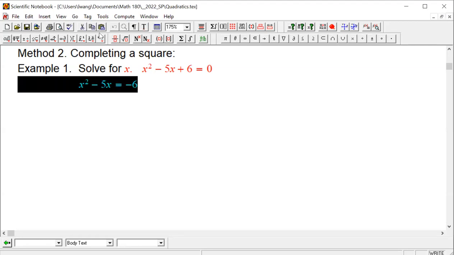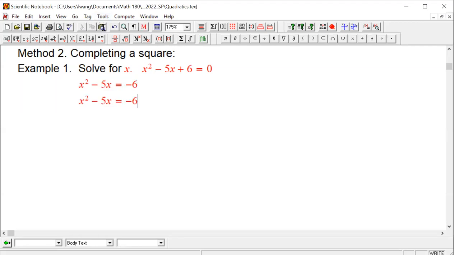And we're going to make one side a perfect square. Do we know how to make a perfect square? Let's try it. We're going to add a number on both sides, and that number is going to make a perfect square on one side. And what should that number be? Well, we know how to do it. We take the 5 divided by 2, and then we square it. And we add the same number on both sides.